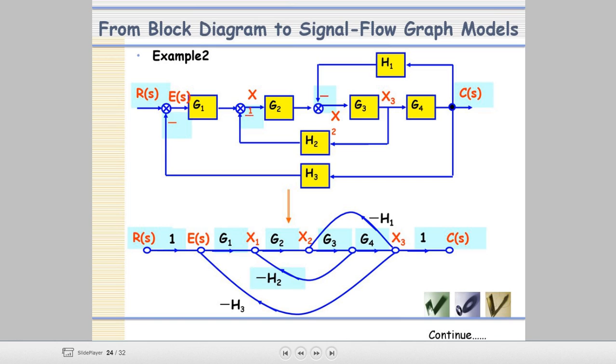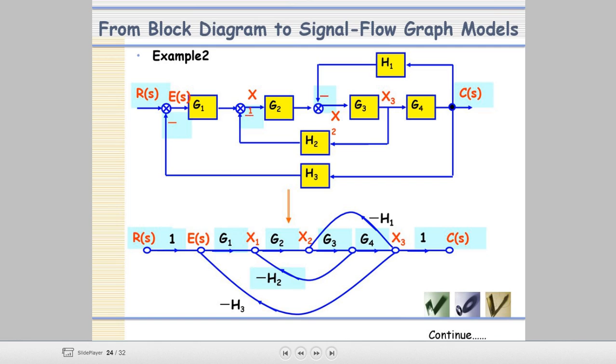Just measure the number of summing points and takeoff points. We have discussed this in classroom also. How many summing points? 1, 2, 3 summing points. Takeoff points 2. So we have to put 5 nodes, 3 for summing points and 2 for takeoff points, 1, 2, 3, 4, 5, and 2 dummy nodes, input and output.